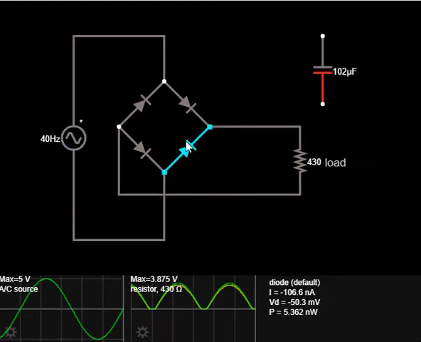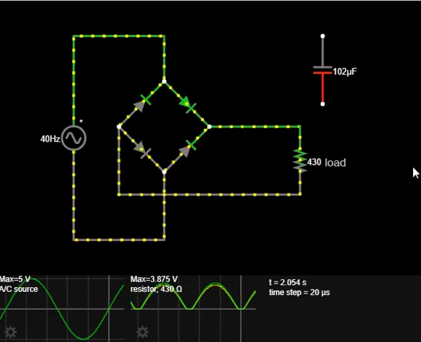This and this. So you can see here in the negative cycle this diode and this diode will be forward biased, but this diode and this diode will be reverse biased. There will be no current in these diodes. Okay, so now we see the simulation.